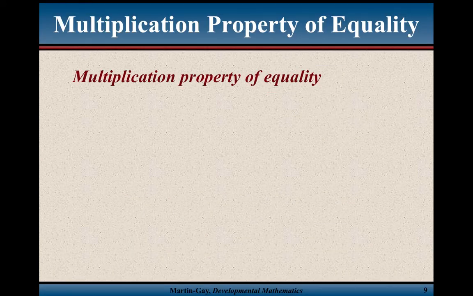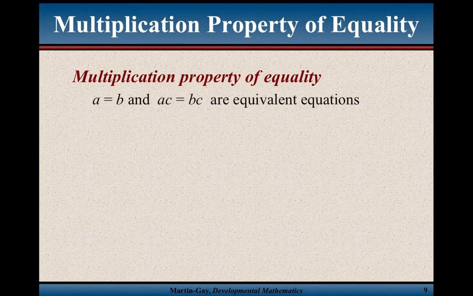So, in the multiplication property of equality, we have A equals B, and AC is equal to BC are equivalent equations. So, they are the same daw. So, let's say A is equal to B. Let's say 2 is equal to 2 and then C is X. So, therefore, 2X is equal to 2X. Now, let's have an example.